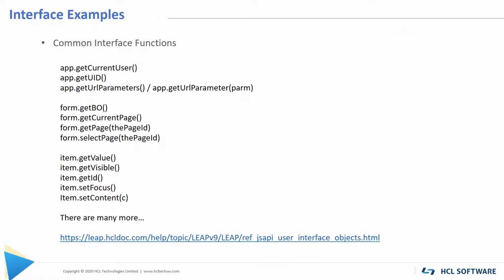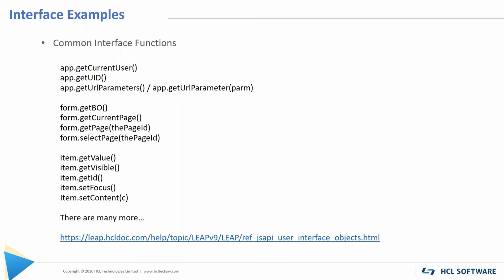Some examples of interface functions. All of these functions are documented in the documentation. Again, I've got the Leap link there, but the Volt link is later in the presentation. So things like get current user. Now, get current user returns you the login ID of the current user, so it'll be environment specific for whatever you've defined your login attribute to be, whether that's mail or a unique ID of some kind. App get UID gets you the application GUID.